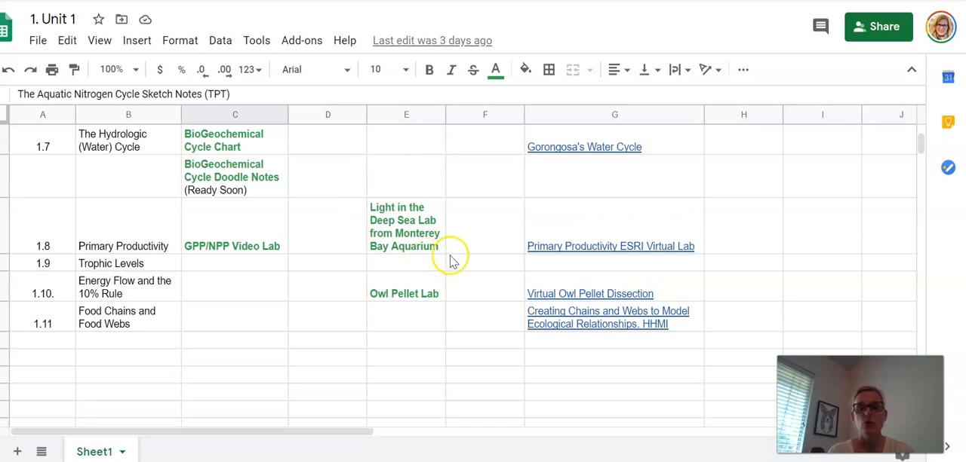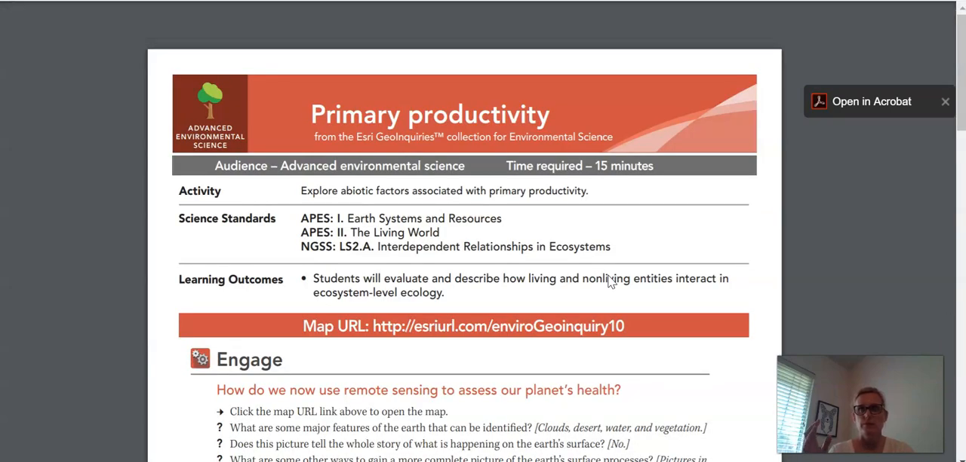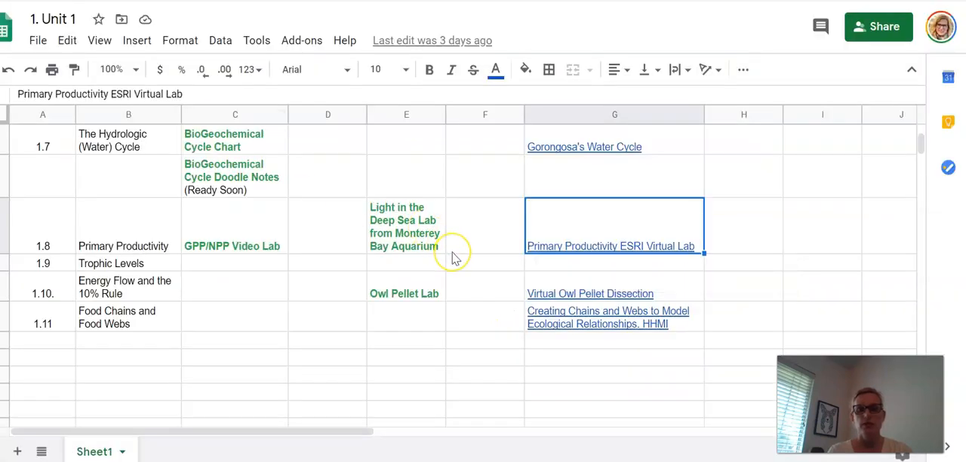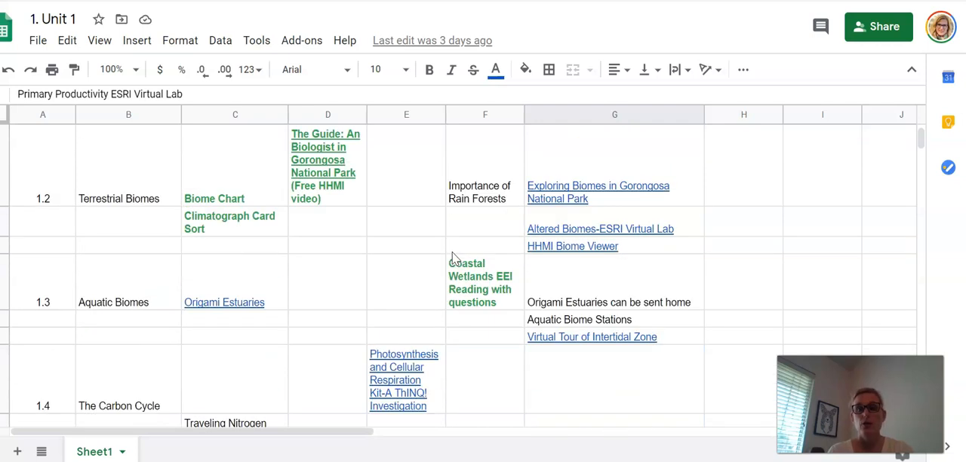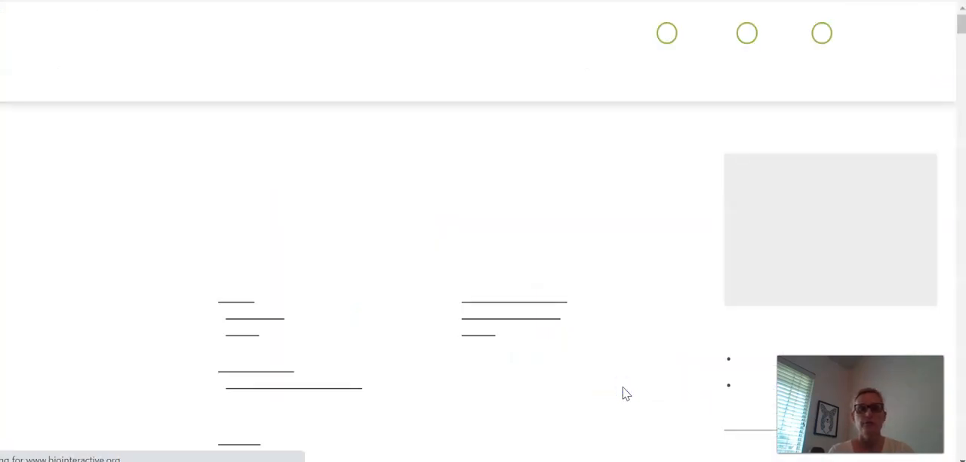And then most everything in here is absolutely free. It's in my folder or it's a free link. So like this virtual lab from ESRI, which is kind of like a site that uses geomapping. They have a lot of free materials. So almost everything in here is free, just a couple of things I don't own that I use, that I put the links on that you have to pay for. Everything else is free. Exploring Biomes in Gorongosa National Park is free.